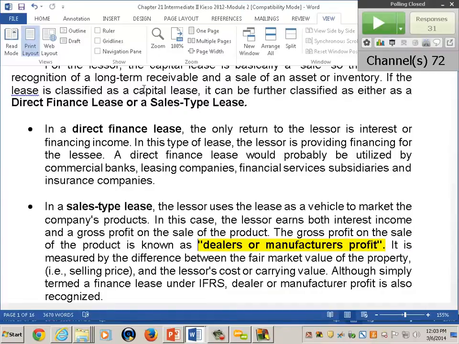For the sales type lease, you're looking at not only providing financing, but you're using it as a way to market your product. It's a vehicle to help you sell your product. So, manufacturers of heavy equipment and auto dealers are using a sales type lease, whereas a commercial bank, an insurance company, or an investment bank would be using a direct finance lease.